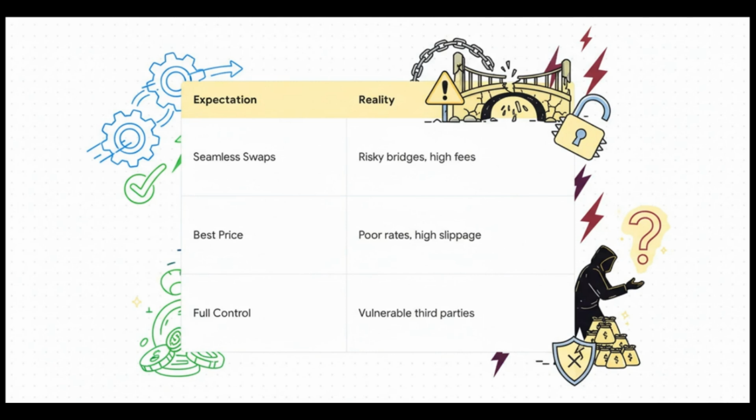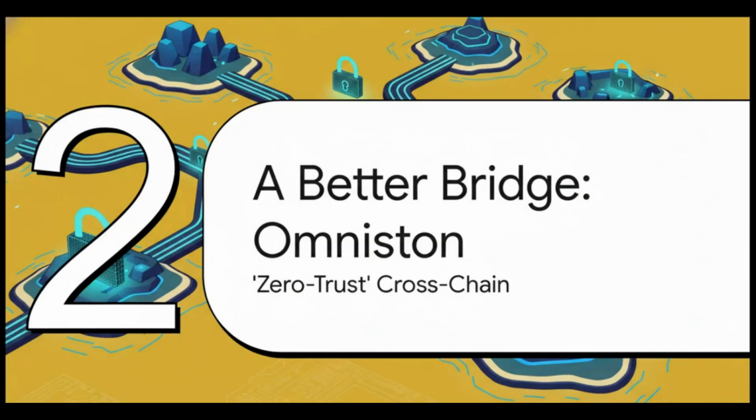You're dealing with these sketchy third-party bridges, confusing things like wrapped tokens, and all sorts of nasty surprises like insane fees and slippage. You want to be in control of your own money, but you end up having to trust some random middleman that could, and often does, get hacked. So, how do we actually fix this mess?